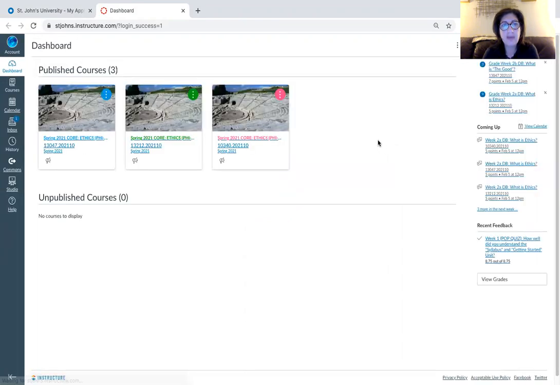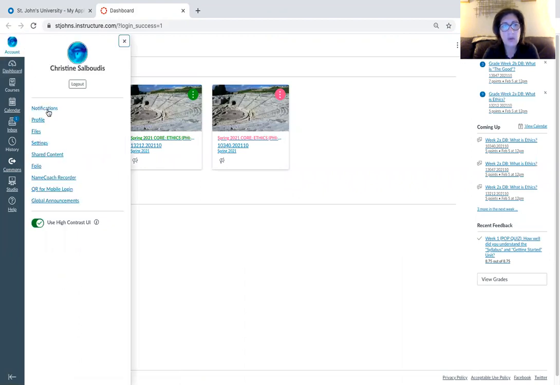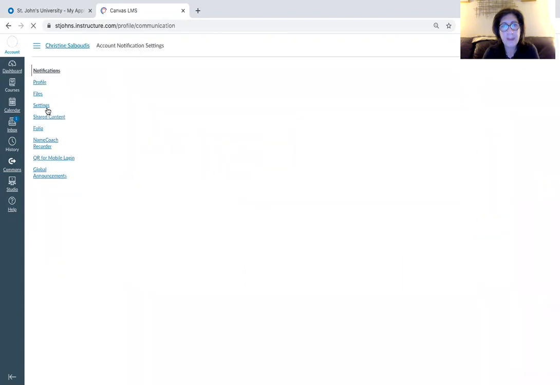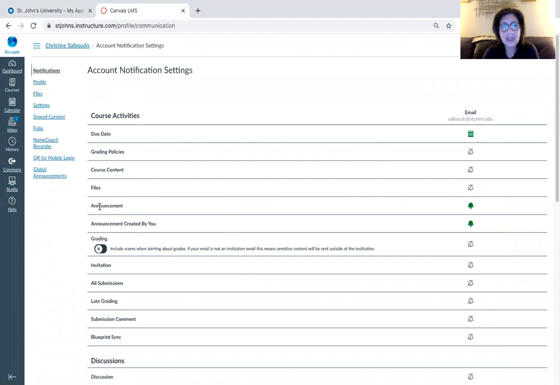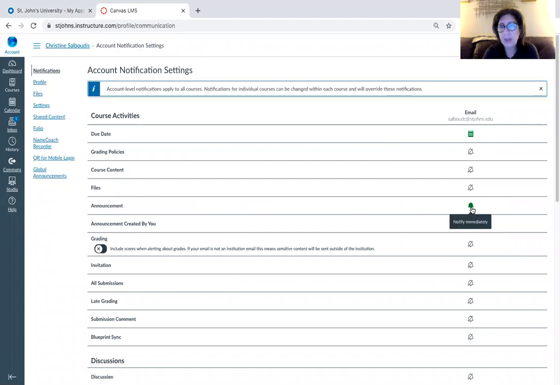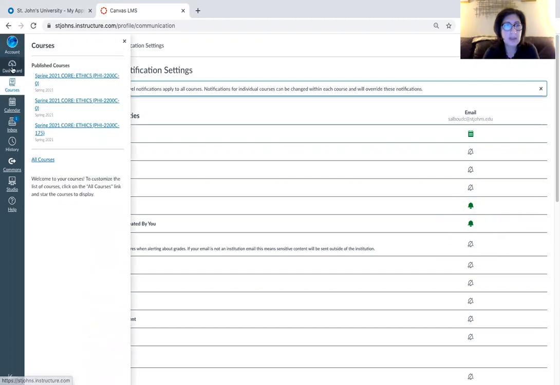Okay, in Canvas, before we look at anything else, we're going to go to Account, Notifications, and make sure that in Notifications, where it says Announcement, you click the bell so that it goes from being clear to being green. See how these other ones are clear? You want it to be green so that you get the notifications right away, just like you would if someone posted a new YouTube video for a group that you're following. Okay, so it's the same concept.